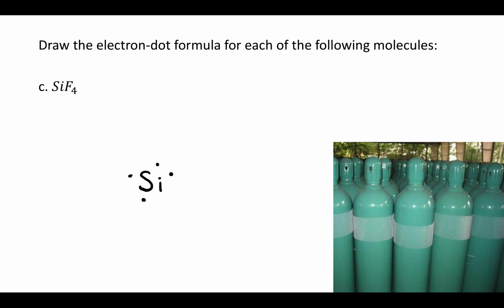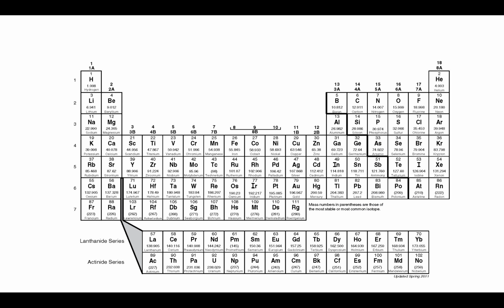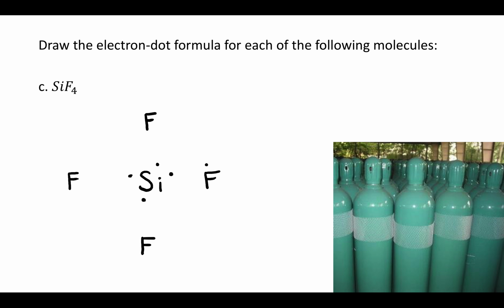Now, we have 4 fluorines. I'm going to put one on each side of the silicon that has an unpaired electron. So 1, 2, 3, 4. Now, fluorine is in column 7A, so it has 7 valence electrons. If we want the bond for this left fluorine to be on the right, going clockwise, the next side will be the top. So that's where we start filling the dots in. So 1, 2, 3, 4, 5, 6, 7.